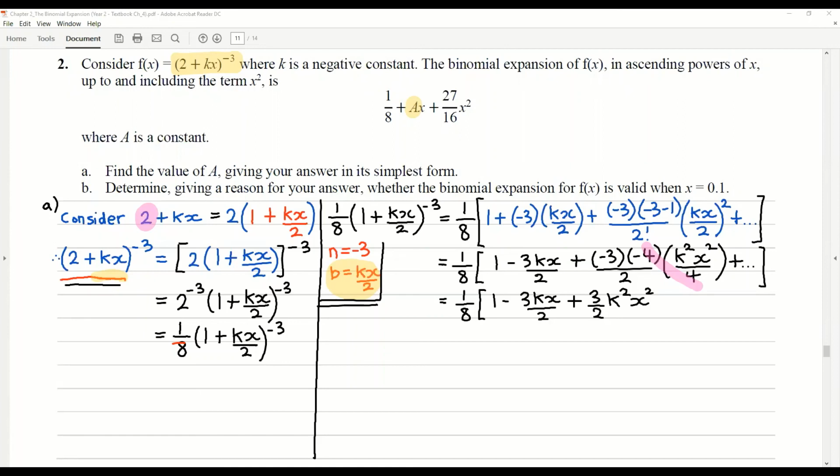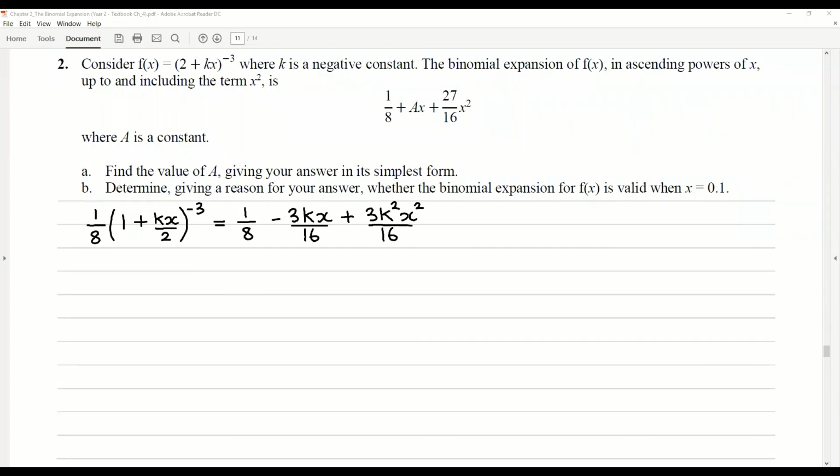Okay. Right. So that's that. Now we just have to plus some more terms. Now we just have to divide everything by 8 or multiply by 1/8. So this is equal to 1 over 8 subtract 3kx over 16, add 3k squared x squared again over 16. Okay, and then plus dot dot dot. I'll just put that in brackets because the actual statement above doesn't include those.